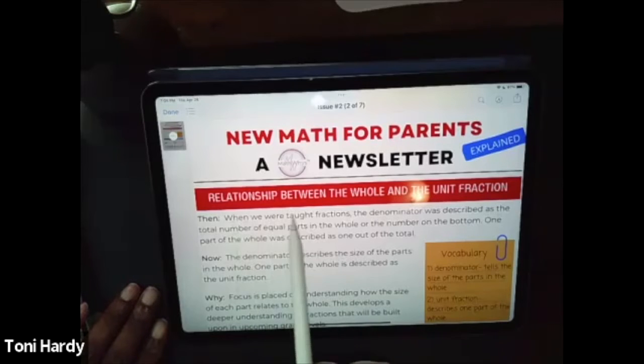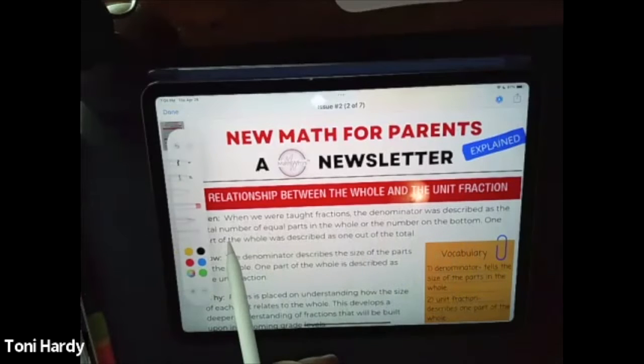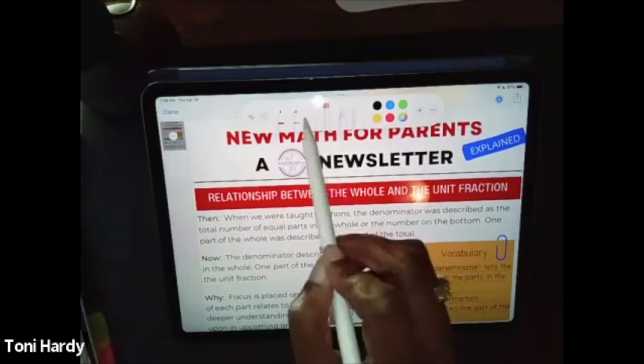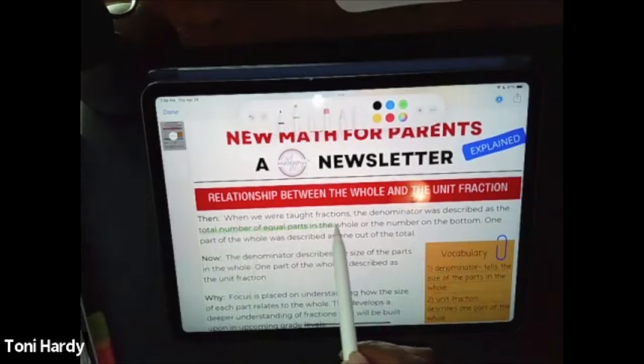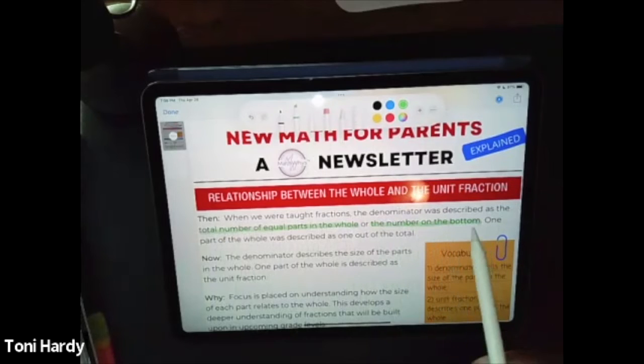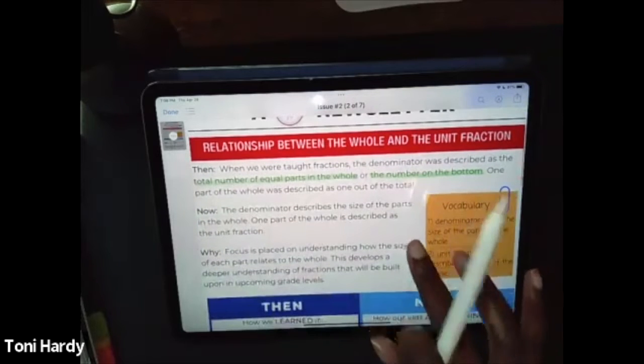Okay, so relationship between the whole and the unit fraction. So this is how we were taught then. Years ago, we were taught the denominator was described as a total number of equal parts. So I'm going to grab this and move this up here. It is a total number of equal parts. That's what we were told about the denominator, or the number on the bottom. And one part of the whole was described as one out of a total number of things. Okay, so now let's see how we're talking with kids about this now.